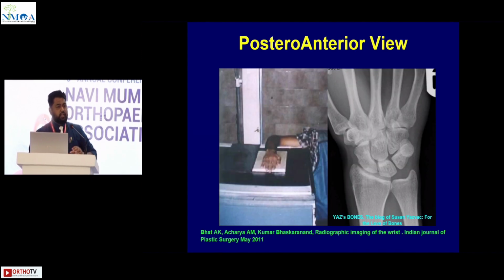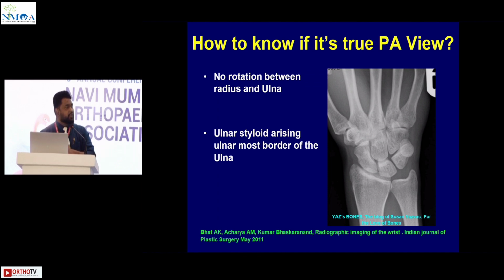Then the proper PA view. The most important part is the position of the hand while taking the PA view. Let us see what a good PA view looks like, starting with the basic orthopedic part. What are the things we should look for in a good PA view? First of all, there should not be any rotation between the radius and the ulna. The ulnar styloid should arise from the ulnar-most border of the ulna as well.